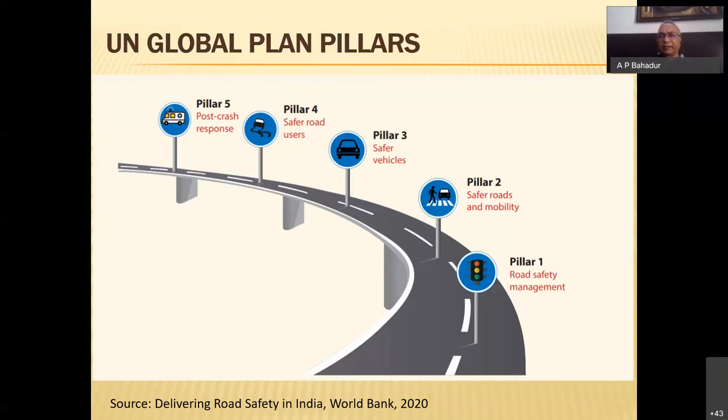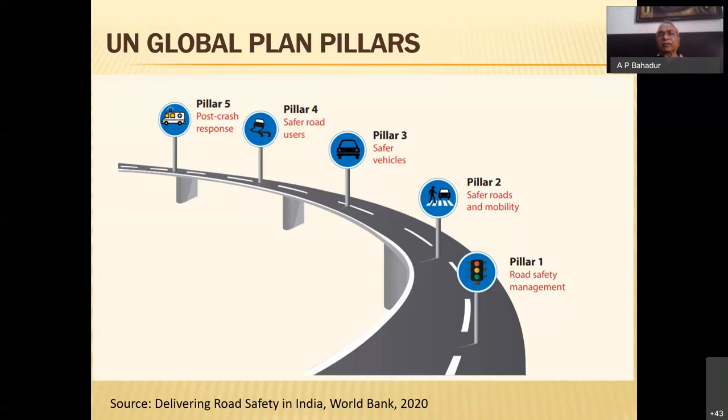At the same time, while declaring that decade of action for road safety, they also suggested how to tackle it. And they suggested 5 pillars for road safety. As you can see in this, pillar 1 is road safety management. Then pillar 2 is safer roads and mobility. That is where you are concerned as an engineer. Then safer vehicles, for vehicle manufacturers.